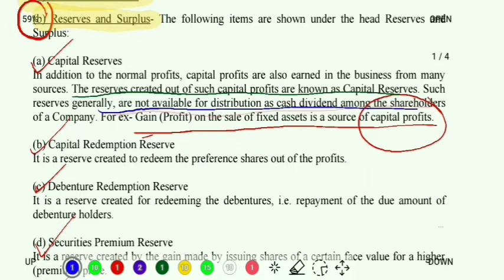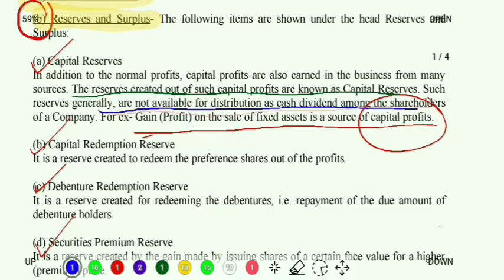I repeat, what are capital reserves? Capital reserves are those reserves which are created out of capital profits. What are capital profits? Capital profits are those profits which are earned by the business through some additional income sources apart from their normal profits. Correct? And the money in these capital reserves is not available for distribution as cash dividend among the shareholders. Simple. Capital reserve.